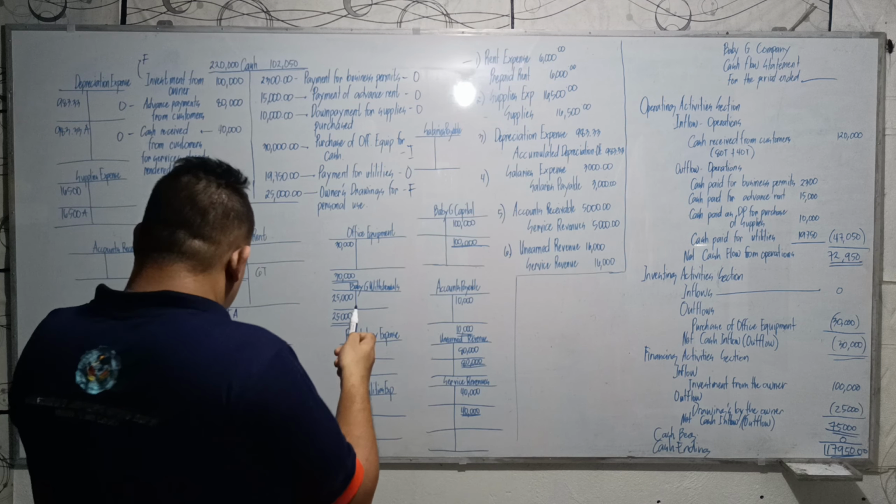Okay. And the accumulated depreciation is 983.33. And since there are no other entries related to accumulated depreciation, then you can put that 983.33 here as the adjusted balance. Okay? So we're already through with this one.